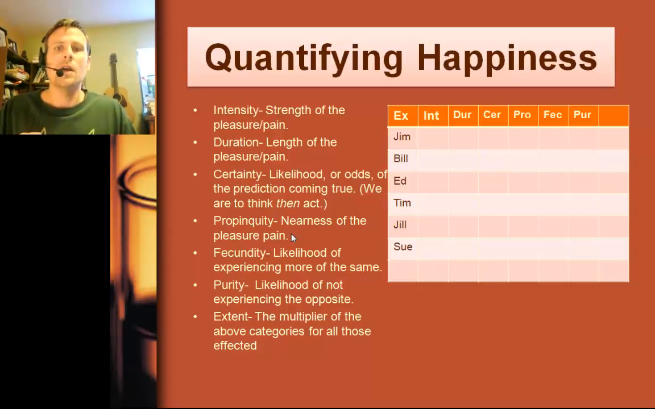So, Bentham, knowing this is difficult, gives us some considerations that we should take into account when deciding which option will lead to the most desire satisfaction. One of these is to consider the intensity of the pleasure or pain that would be produced. So, for instance, if I have some names on the screen here, I'll tell you a little story.